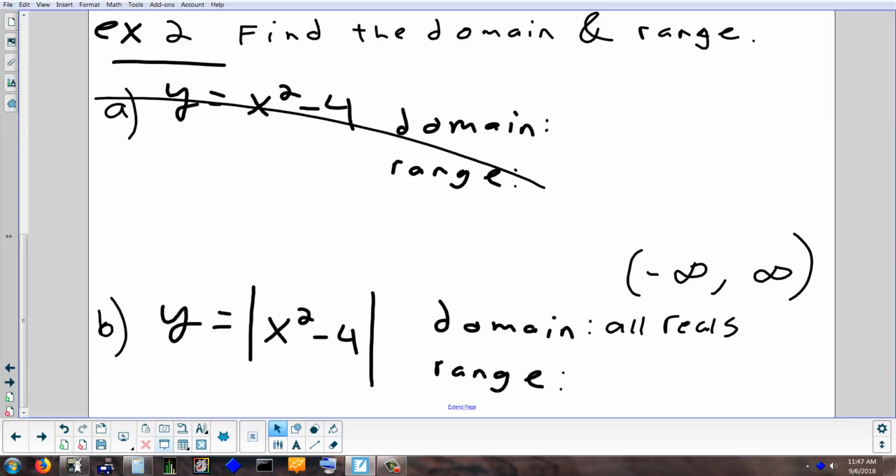Now the range. Okay, let's graph it. Now we're going to look at how high and low it goes. Now wait, wouldn't it just be more than zero? The range? Yeah, it's just going to end up zero and up. Yeah. That's the answer.